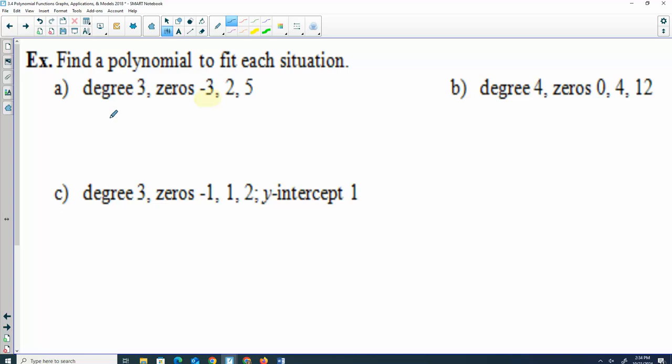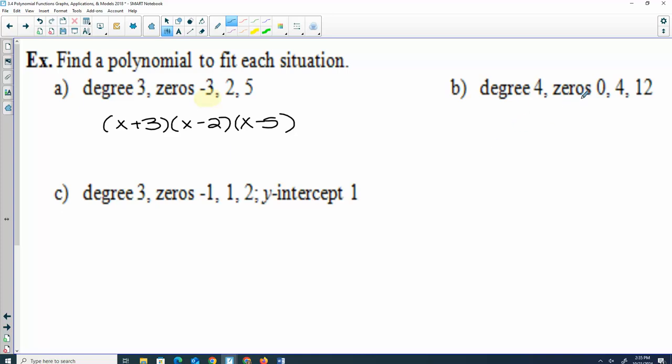If -3 is a 0, what's in my polynomial? If 2 is a 0. If 5 is a 0. Okay, does this have degree 3? If I multiply it out, x times x times x is x cubed. So that one meets all the requirements. We don't have to do anything else.